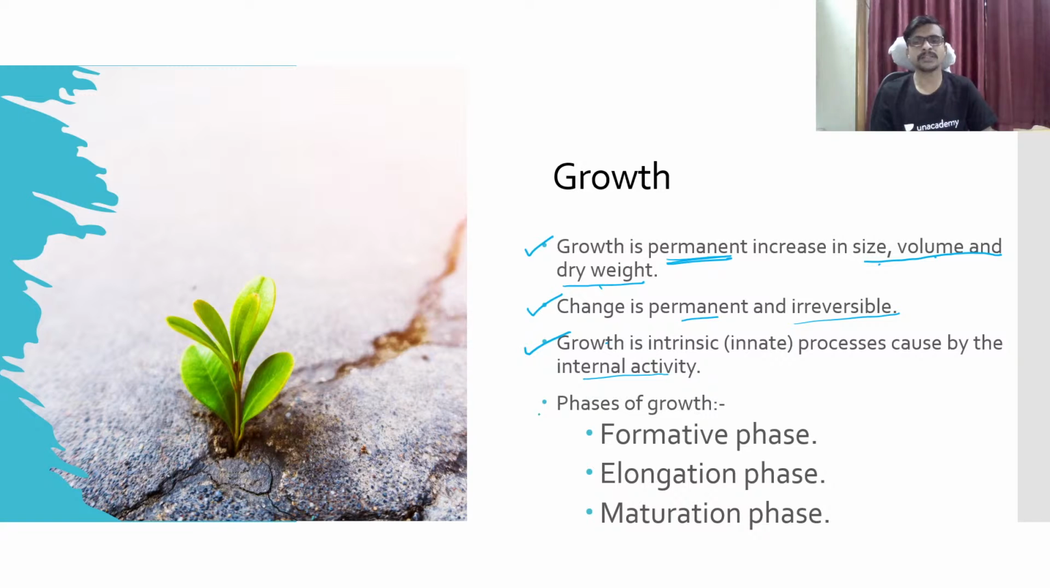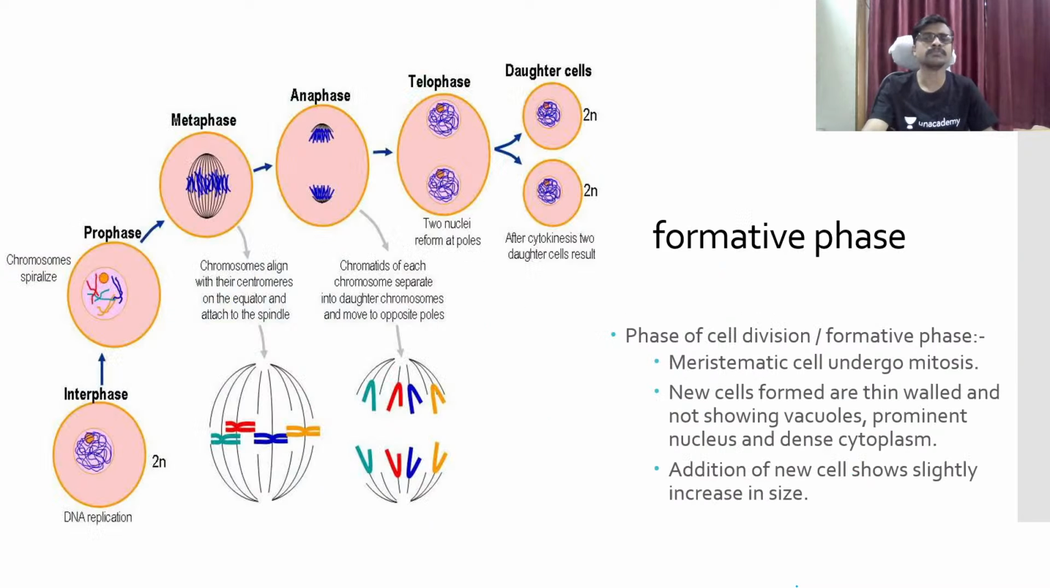Okay, if you see, there are three main phases of growth: 1, 2 and 3. First is the formative phase, second is the elongation phase, and third is the maturation phase. Okay, so let's see these three phases in 10 to 15 minutes, and then we will stop. Okay, first is the formative phase. So it is actually the phase of cell division.